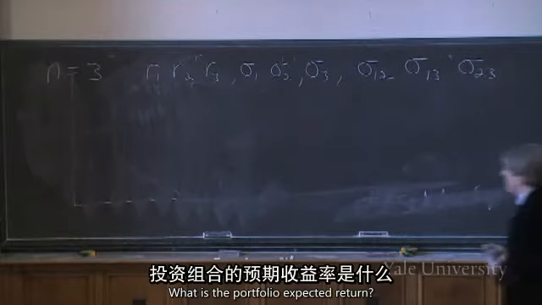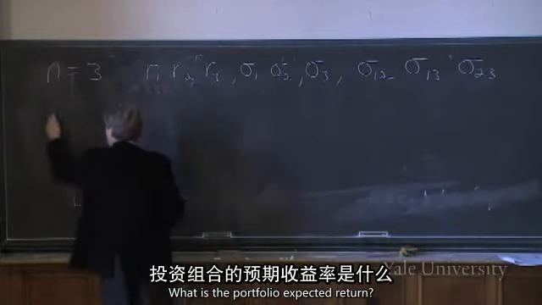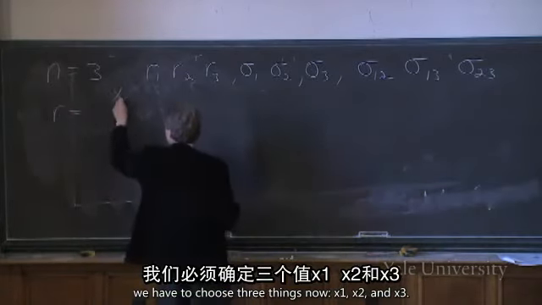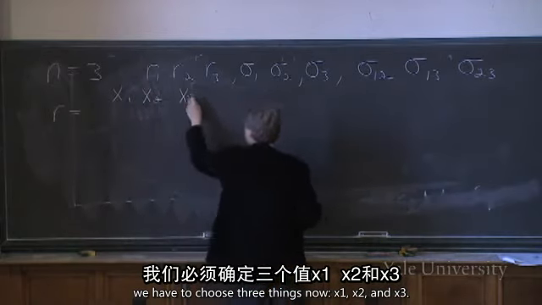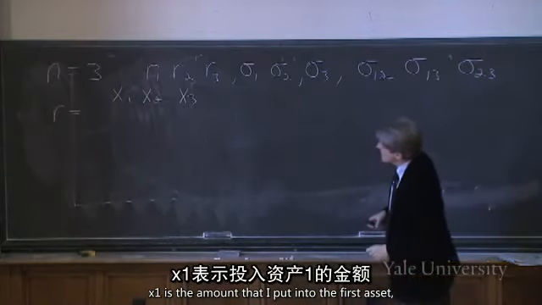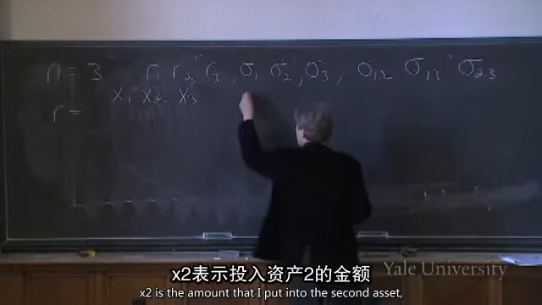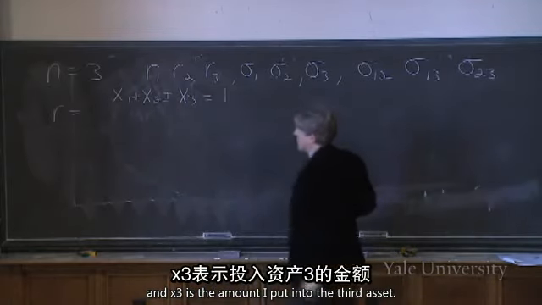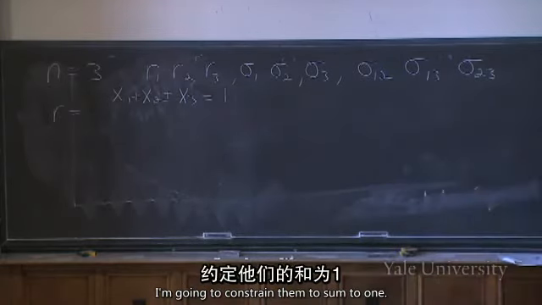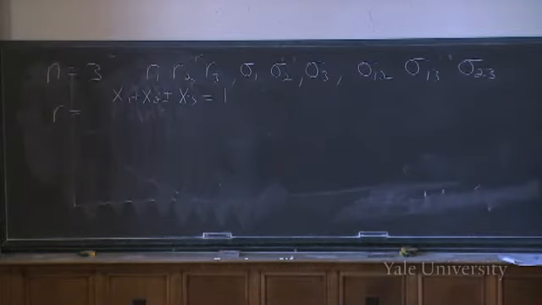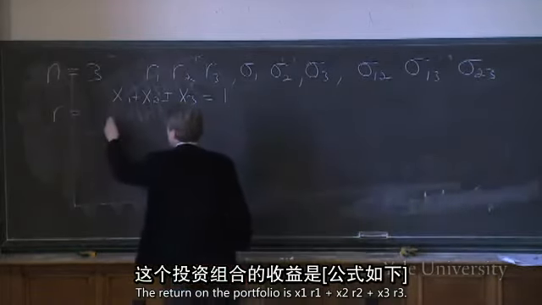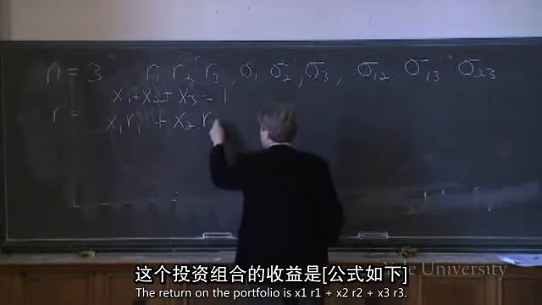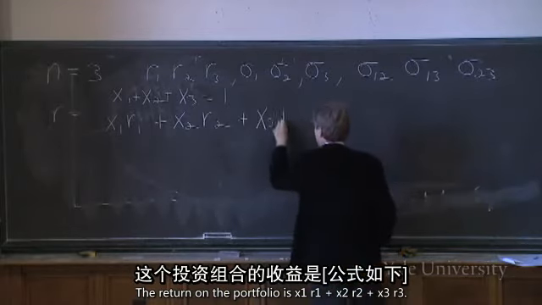Okay? And so then what is the portfolio expected return? The portfolio expected return, we have to choose 3 things now. Well, x1, x2, and x3. x1 is the amount that I put into the first asset. x2 is the amount that I put into the second asset, and x3 is the amount I put into the third asset, and I'm going to constrain them to sum to 1. So the return on the portfolio is x1 r1 plus x2 r2 plus x3 r3.